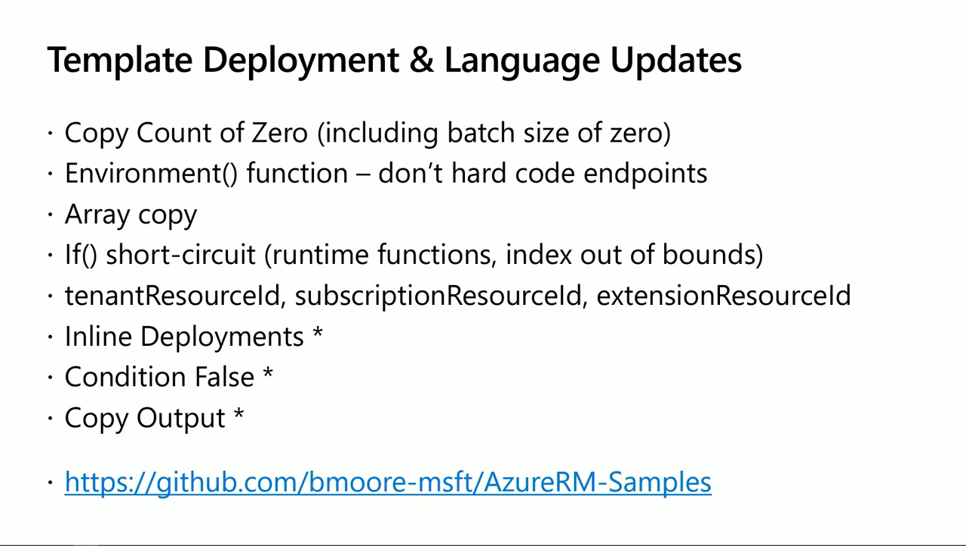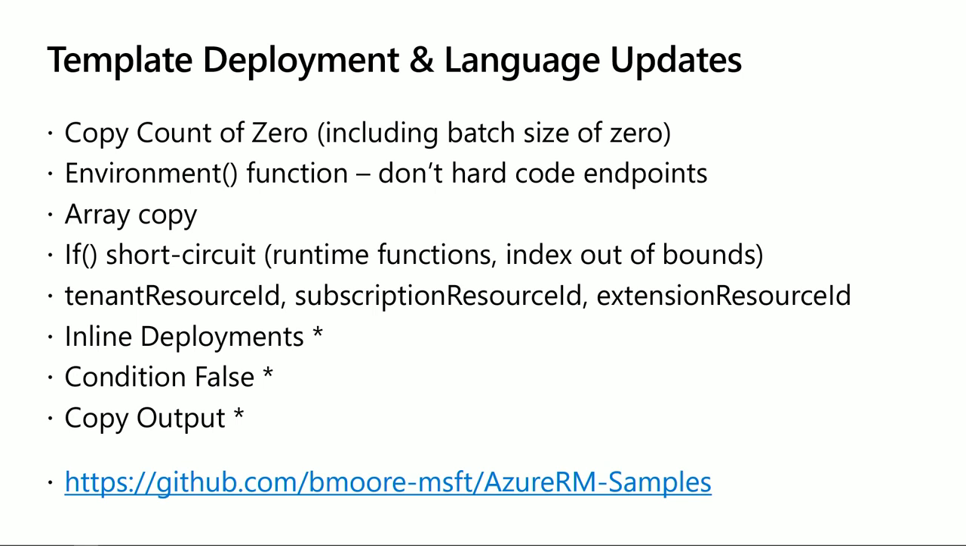There is short circuiting in the if function. If you have two sides of an if function and you know one of them is not going to be evaluated, and it may be invalid because maybe you have an index out of bounds or something like that, that would cause your template deployment to fail. We put in the short circuiting, so if it's not going to be executed, then we don't care if that part is valid or not.